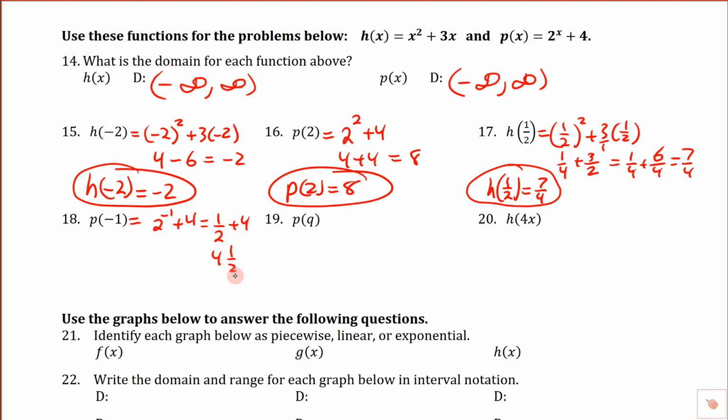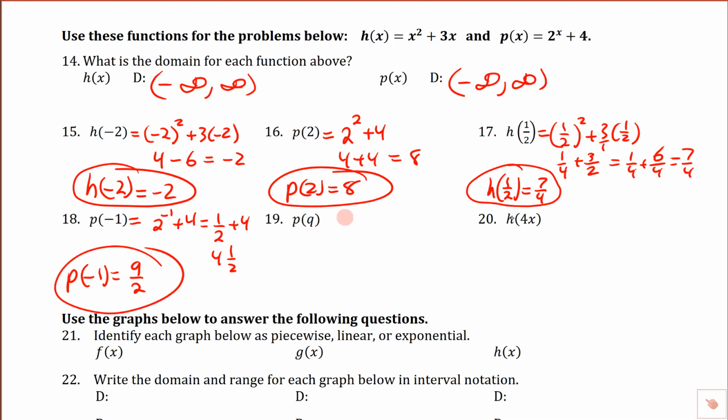And we normally don't write those as mixed numbers. We'll write them as improper fractions. So 2 times 4 is 8. Plus 1 is going to be 9. So this is going to be p of negative 1 is equal to 9/2. Go ahead and circle that one.